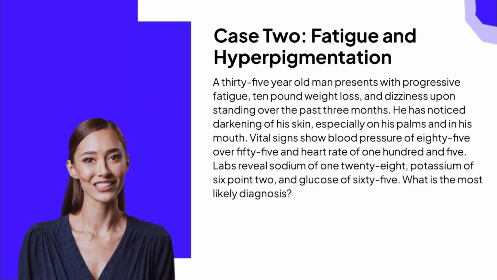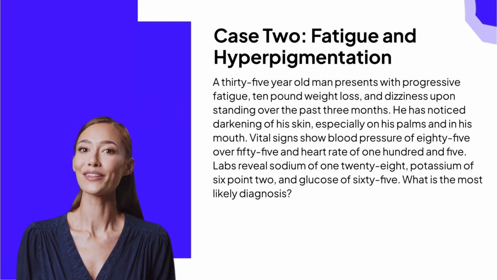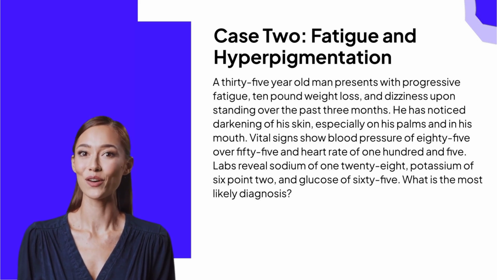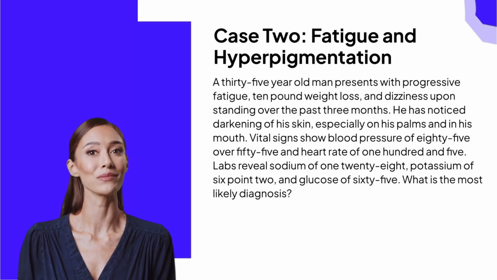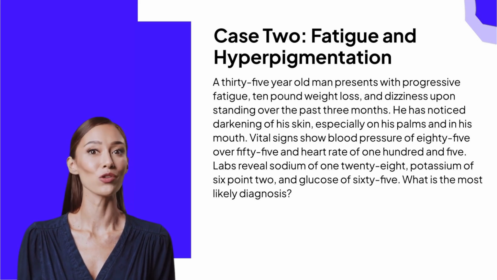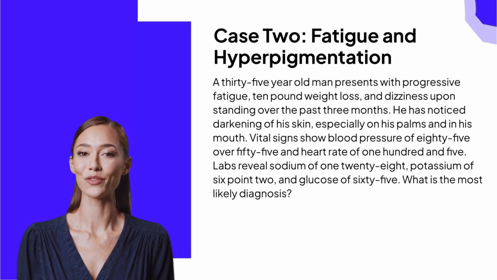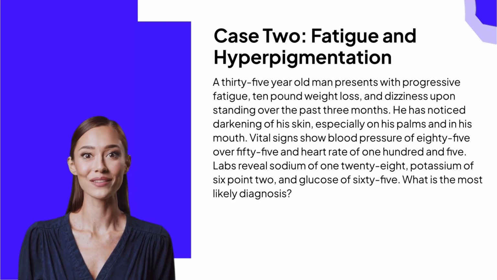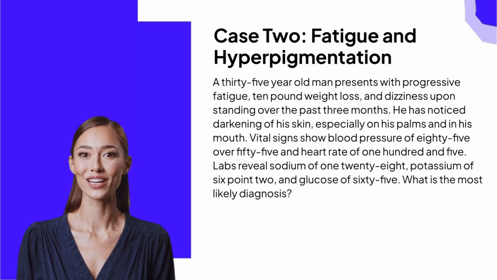The patient has fatigue, weight loss, and orthostatic hypotension, indicated by the dizziness upon standing and the low blood pressure with compensatory tachycardia. The hyperpigmentation in the palms and oral mucosa is the classic finding of primary adrenal insufficiency. This happens because low cortisol leads to elevated ACTH, and ACTH shares a precursor molecule with melanocyte-stimulating hormone.